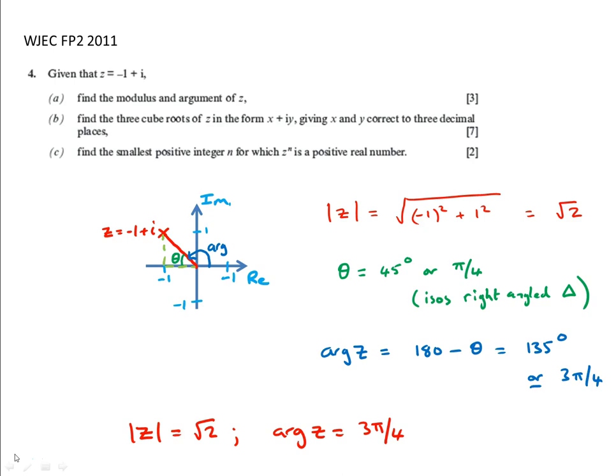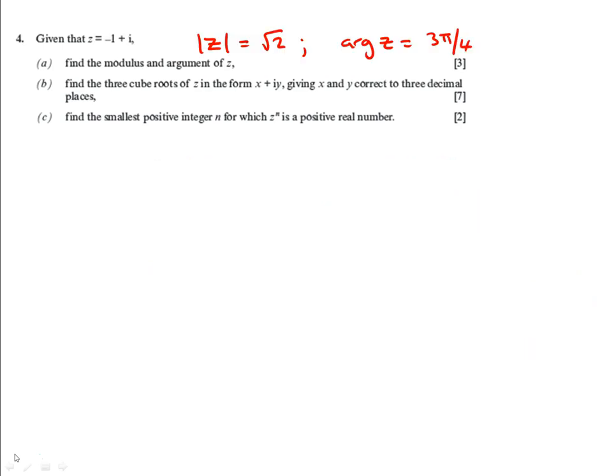So, if we decide that we're going to use radians for the rest of this question, we've got the modulus of z is root 2, and the argument of z in radians is 3 pi by 4. For the second part of the question, we have to find the 3 cube roots of z in the form x plus iy, giving x and y correct to 3 decimal places.